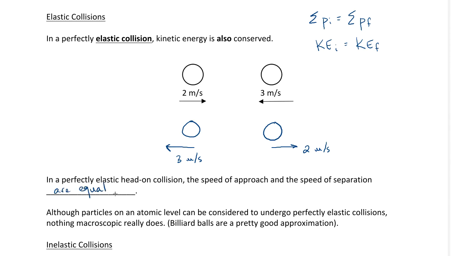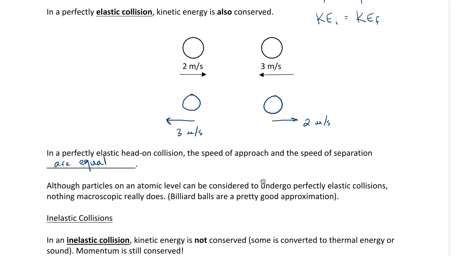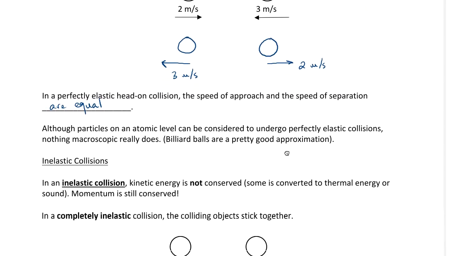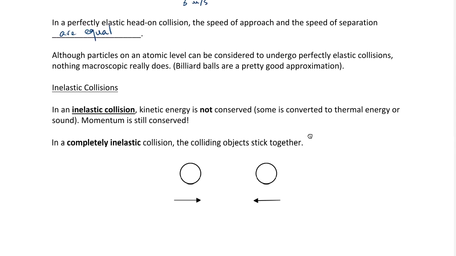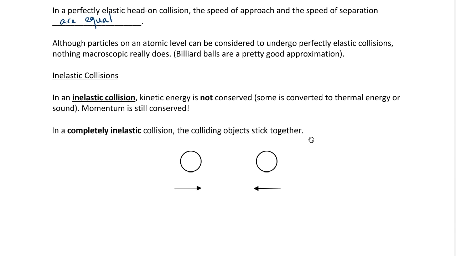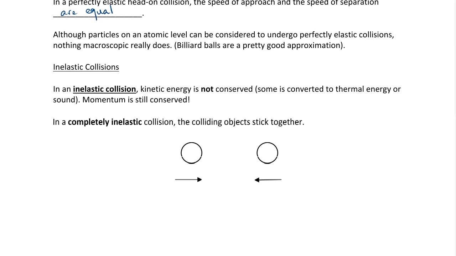Now, although particles on an atomic level might be considered to be undergoing perfectly elastic collisions, nothing bigger than that, nothing macroscopic really does, although billiard balls are a pretty good approximation. So we need to talk about inelastic collisions. And in an inelastic collision, the kinetic energy is not being conserved because some of it's getting converted into some other form. Momentum, of course, is still conserved if we're talking about an isolated system, and that's easy to get confused again. Kinetic energy is not being conserved, but momentum is still being conserved in an isolated system. In a completely inelastic collision, the colliding objects stick together.